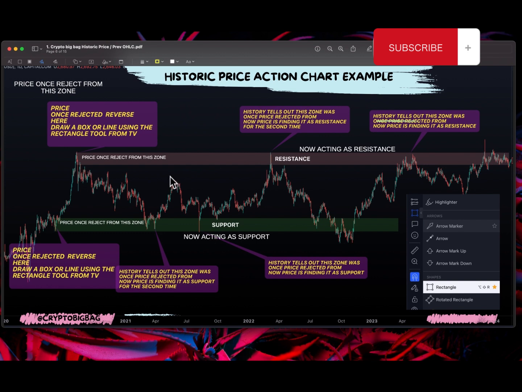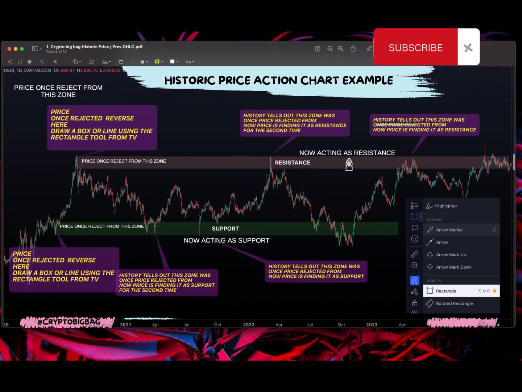Another example here, price once rejected from this zone. There's a rejection here, and on the 3rd time it acted as resistance. Price found support right here and price moved down, found support for the 2nd time. On the 3rd time, you can say, okay, this will be support, right? And you can see it acted as support and price moved up. Historically, price is telling you price found demand right here.